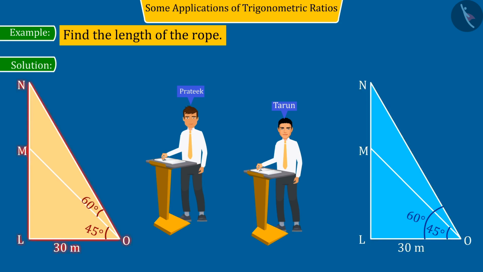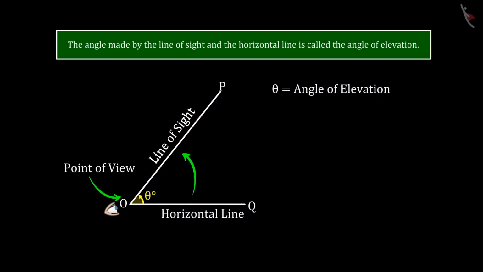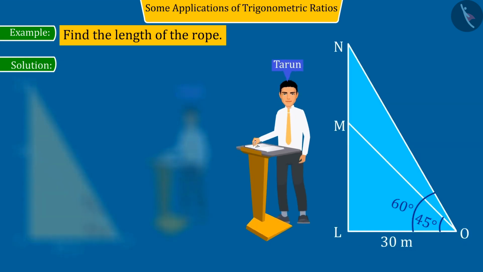So can you tell which of the following figures is correct? If you consider the first figure to be correct, then your answer is wrong. Because Pratik has correctly marked the elevation angle MOL equal to 45 degrees on the third floor, but he has incorrectly marked the elevation angle of the fifth floor. We know that the elevation angle is made up of the line of sight and the horizontal line. Therefore, the correct elevation angle of the fifth floor, angle NOL, would be equal to 60 degrees. So we can say that the figure created by Tarun is the correct figure.